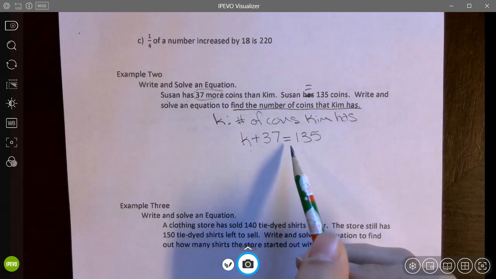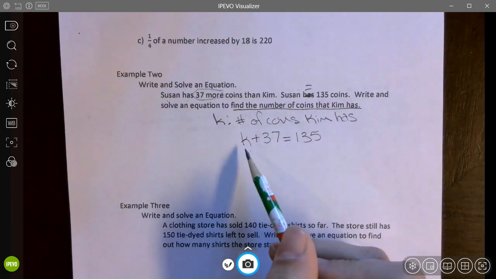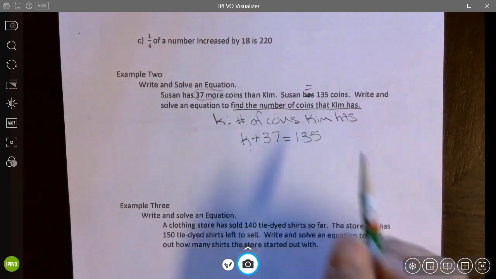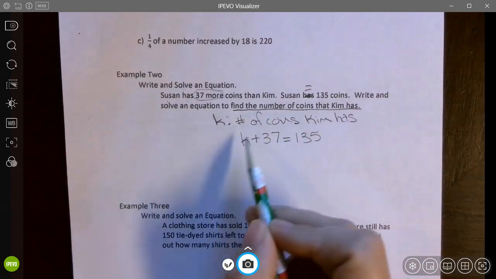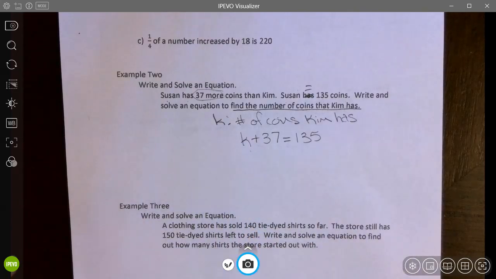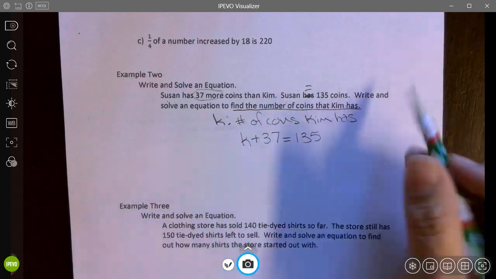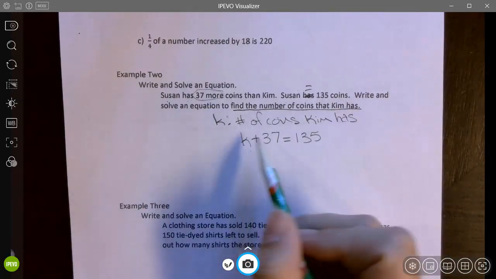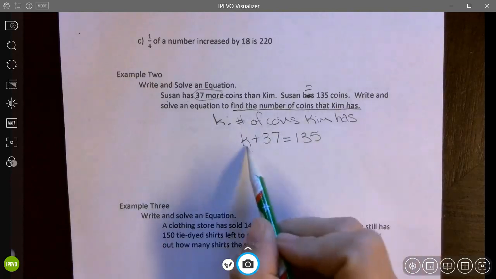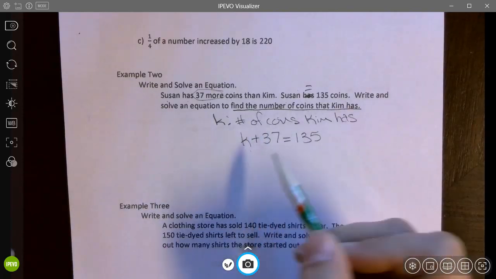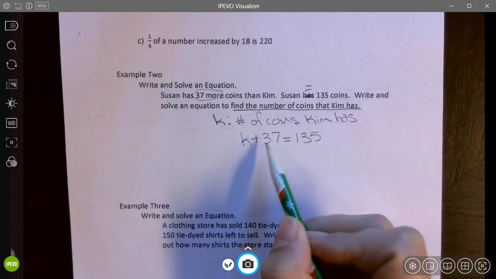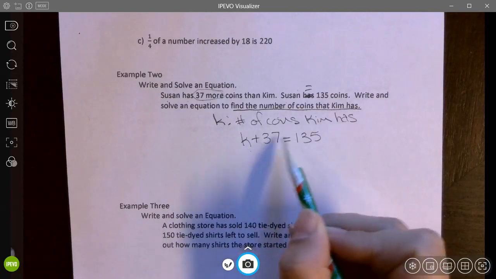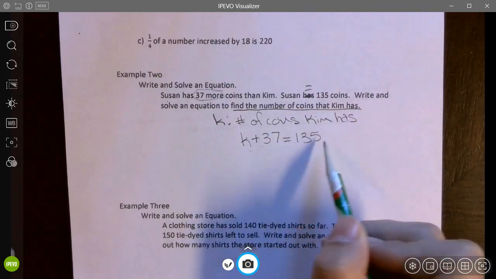It's an equation because it has an equal sign. If I knew how many Kim had, then this would make it a true sentence. So I have to figure out what Kim has. The way that I am going to figure this out, because I'm not given any choices to substitute in there, is I want to isolate the variable. I want to get the variable by itself. Right now, there's a plus 37 with it. I need to get rid of that 37. Right now, k plus 37 is balanced with 135.